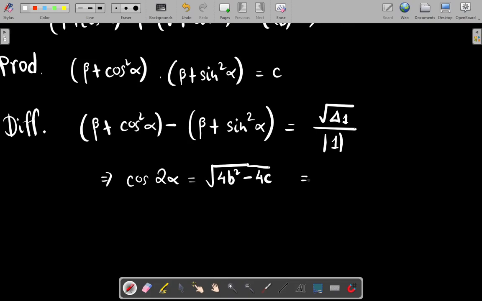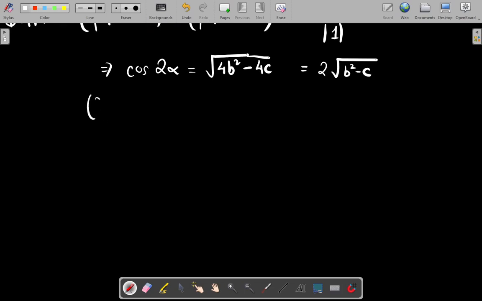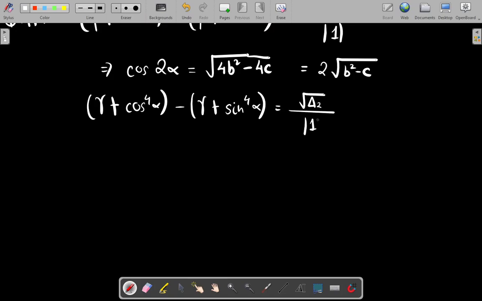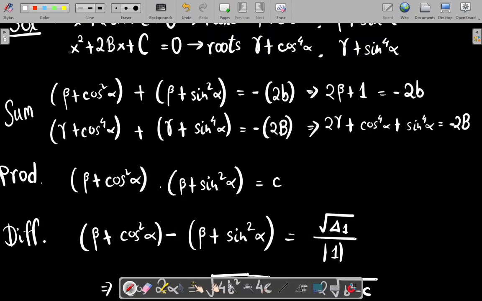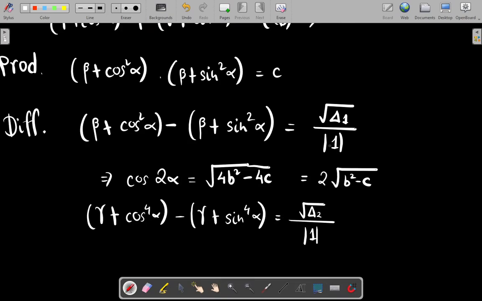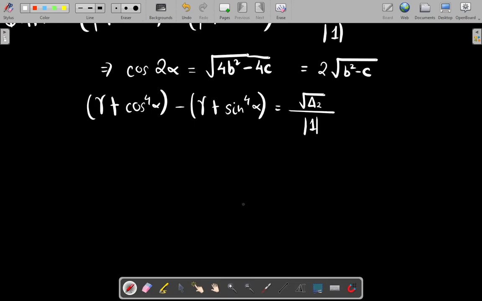Okay, so on simplifying, this becomes, if we take the 4 outside, 2 times square root of b square minus c. Similarly for the second equation, we have gamma plus cos to the power 4 alpha minus gamma plus sine to the power 4 alpha. This will be equal to the discriminant of the second equation upon the absolute value of the coefficient of x square in the second case. This is also positive one, so there is no need to write the absolute value, but in general we need it. So this gamma will cancel out.